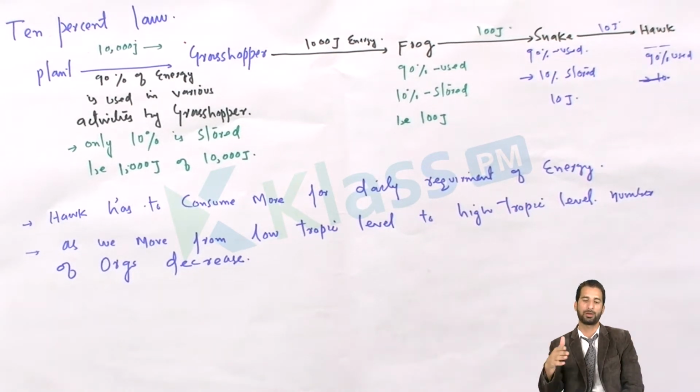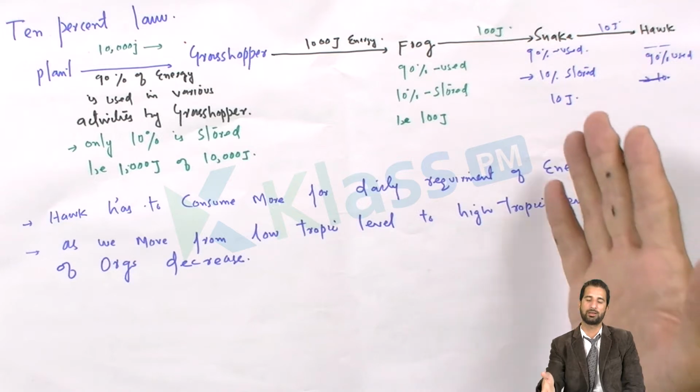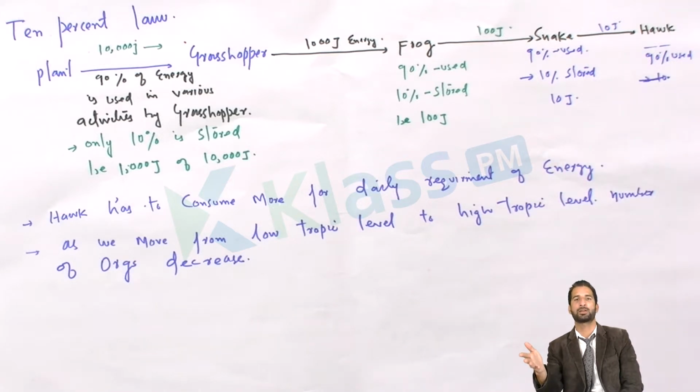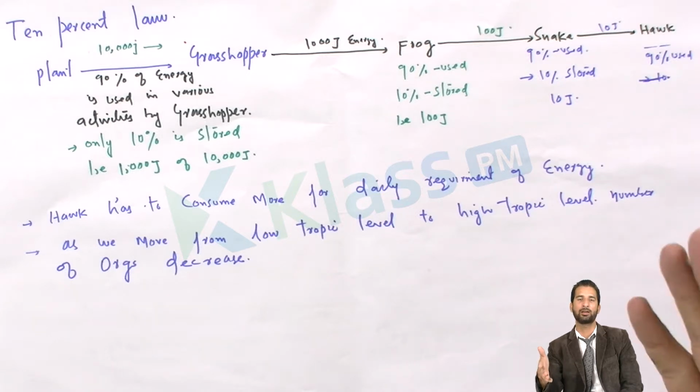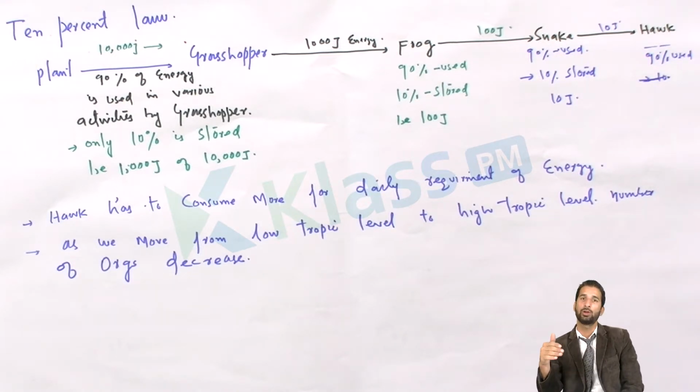Out of 100 joules present in the secondary consumer, only 10 joules are now actually present in the snake, because 90 joules were utilized by the snake to show its metabolic activities and other activities of the body, and some amount is dissipated as heat. So guess what? The snake is the tertiary consumer, and it is eaten by a top consumer, and the top consumer is the hawk.